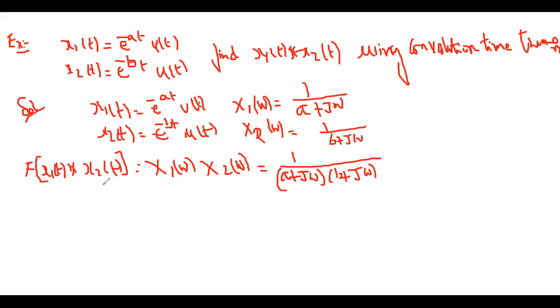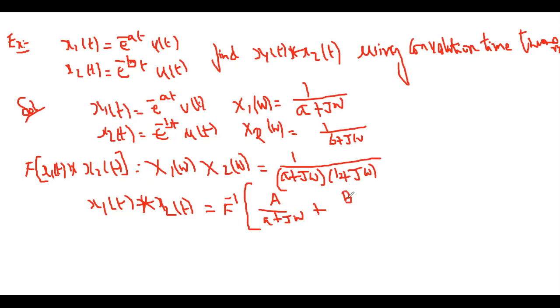But I need x1 of t convolved with x2 of t in the time domain. Take this Fourier transformation as inverse Fourier transformation. How do we get it? It is the inverse Fourier transformation of capital A by (a plus j omega) plus capital B by (b plus j omega). Now you can find out the A and B values.